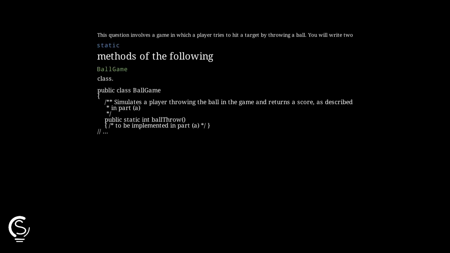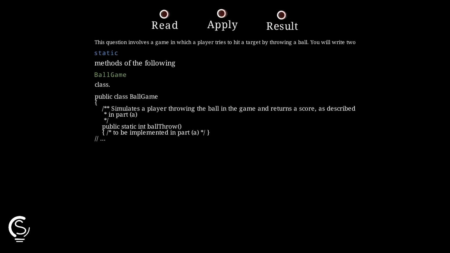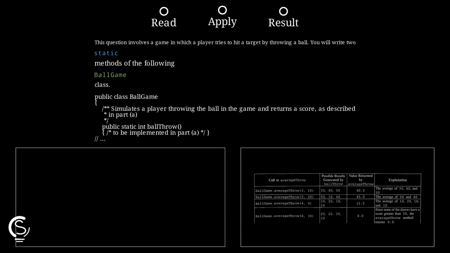Let's go! For part A, ballThrow must return one of the 5 values 10, 20, 30, 40, or 50, each with equal probability. One correct approach is to generate a random integer from 0 to 4 using (int)(Math.random() * 5), then add 1 and multiply by 10. This produces each of the 5 scores with probability 1/5.